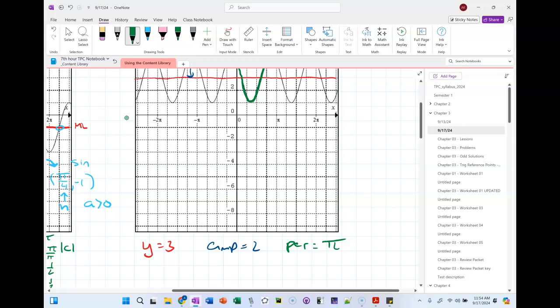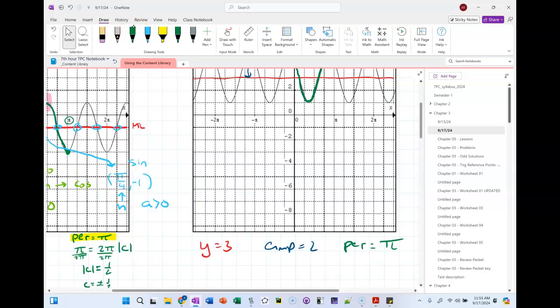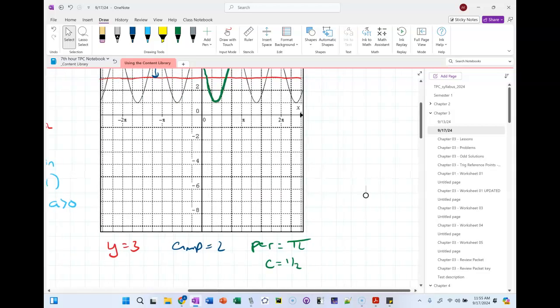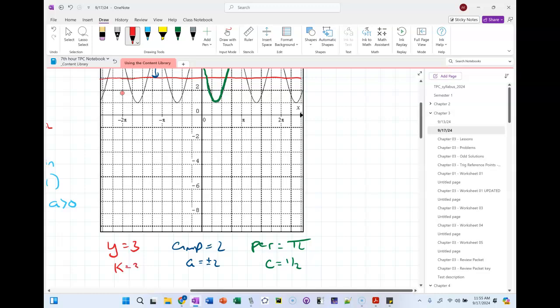Now, Mr. Kulik, I've seen that period of pi before, right? That just happened over here. You guys see that? So I'm going to shortcut and say that I know C is 1/2 then. Since it's the same work as before, I'm just going to steal my answer from the previous one. Does that feel okay? That's working smarter, not harder. You know what I mean? We know the A then is going to be plus or minus 2. And the K is going to be 3. So far, so good.